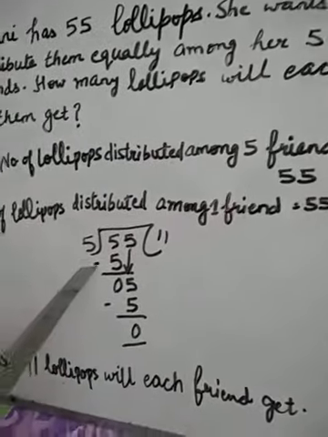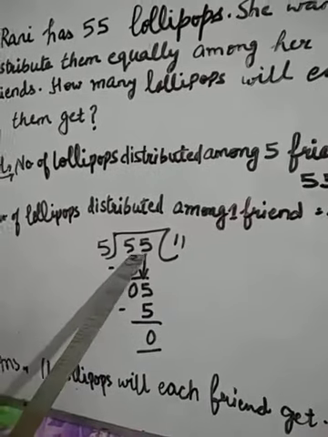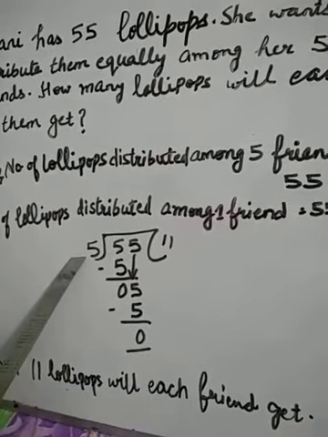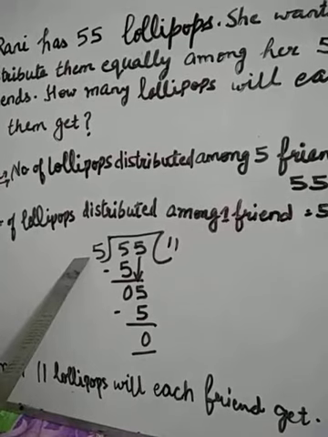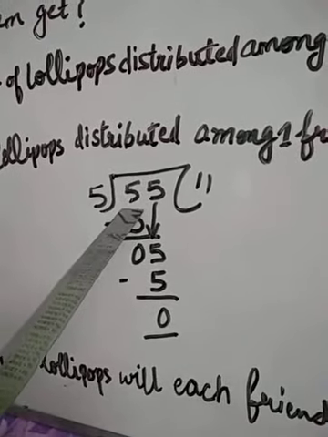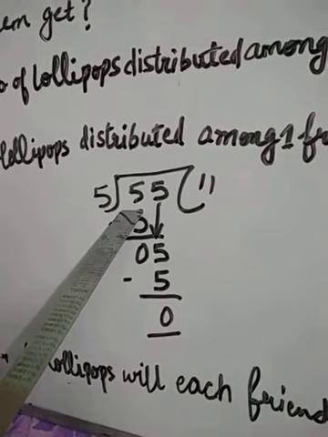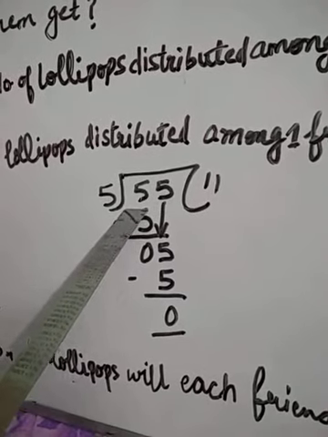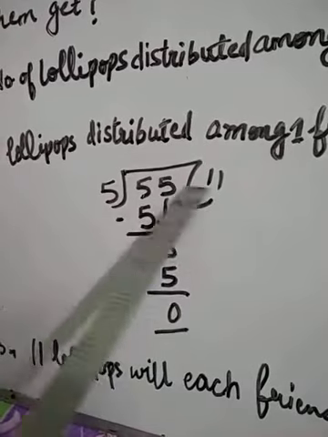So first I have put the division symbol. 55 I have written inside and 5 is outside. Here 5 is divisor and 55 is dividend. Now I will take this 5. Does 5 come in the table of 5? Yes. 5 ones are 5.